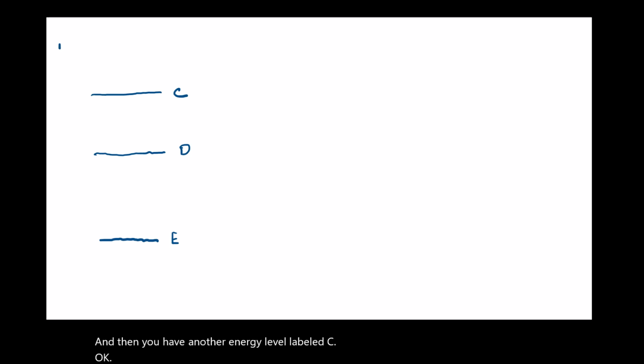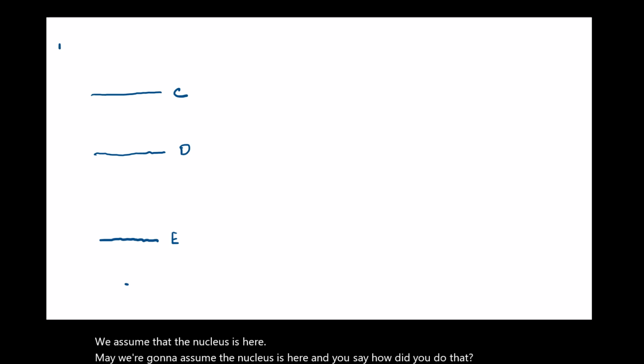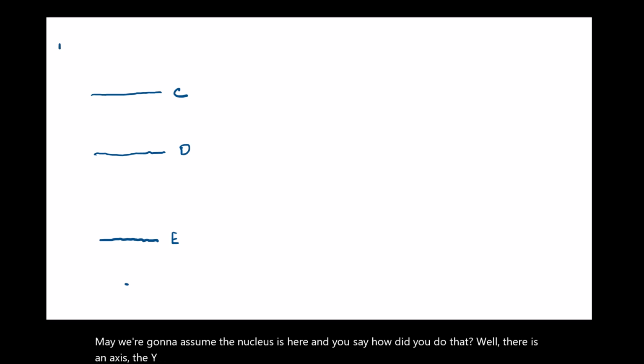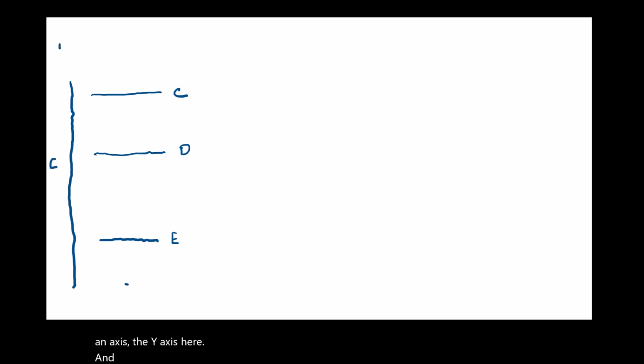So we assume that the nucleus is here. And you say, how did you do that? Well, there is an axis, the y-axis here, and the y-axis says energy. And so we're going to assume the energy goes up this way. And that's maybe part of the problem, but that's the assumption. There's no clarification on the problem other than that.